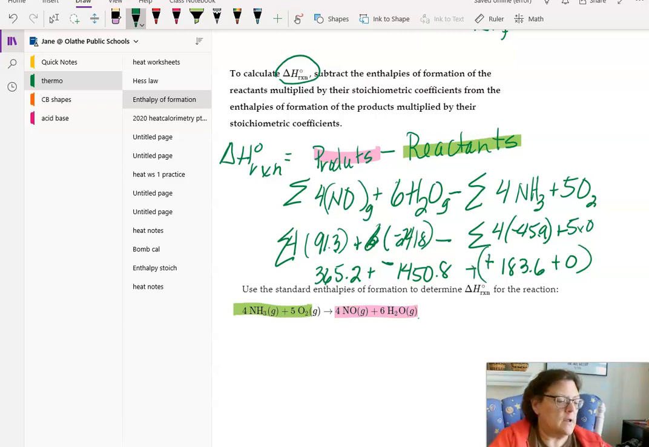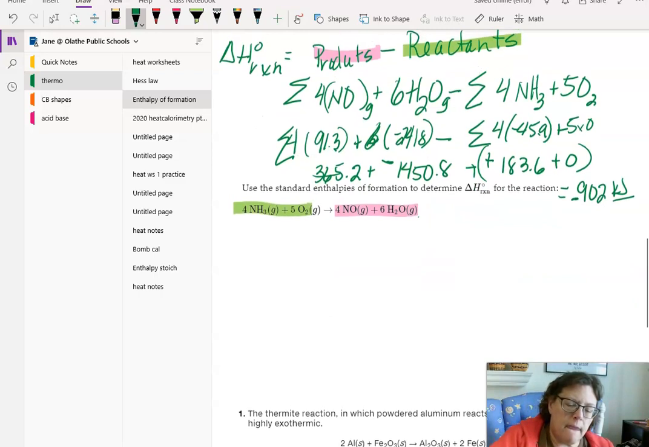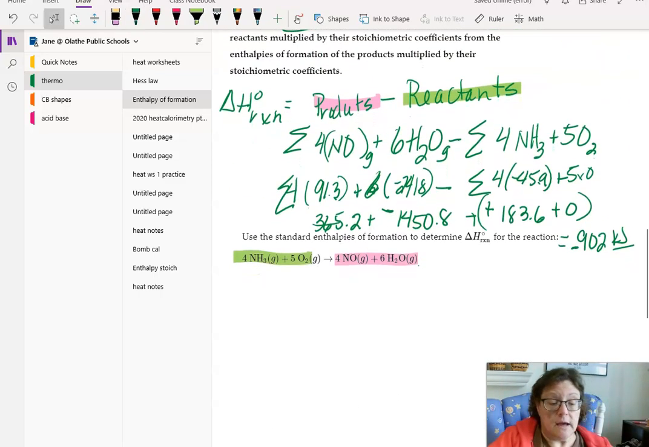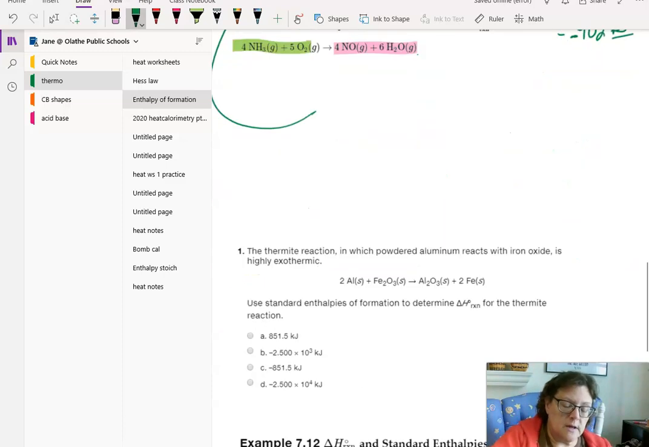So we're going to take 183.6 plus 365.2 right here minus 1450.8. And we get negative 902 kilojoules. Okay? Next one. And we just did that. So we did products minus reactants.